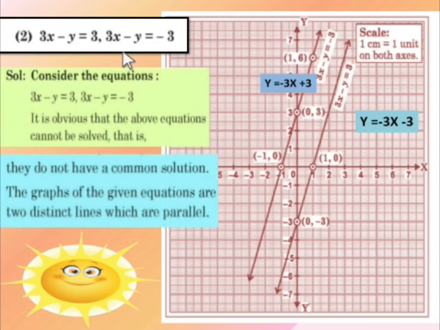We have this type of equation in our textbook. 3x minus y is equal to 3. 3x minus y is equal to minus 3. It's obvious, right, that the above equations cannot be solved. Why? Just try solving it. Take this to this side, again take this to this side. You will see that you get the equation y is equal to something. And if you take this to this side again, you get the equation y is equal to something. Equate those y. Please check it by yourself.